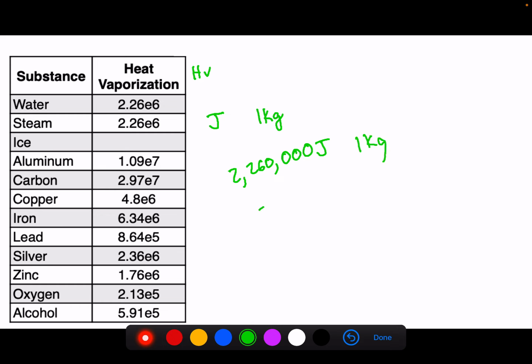Again, if I only wanted to do a gram, I would just divide my number by 1,000, and it would take 2,260 joules to vaporize just a single gram of water. Bigger numbers, again, require more energy to vaporize.